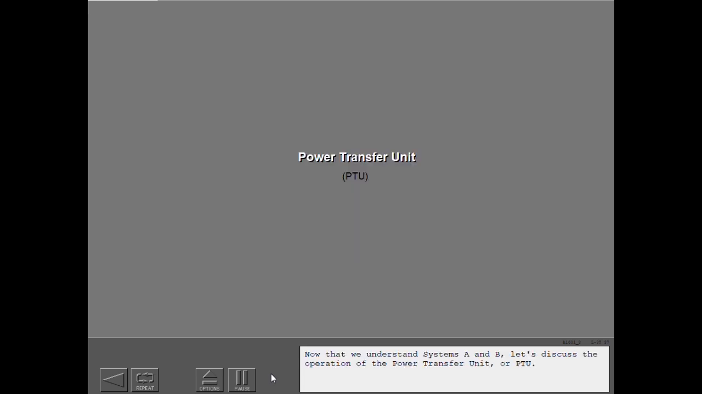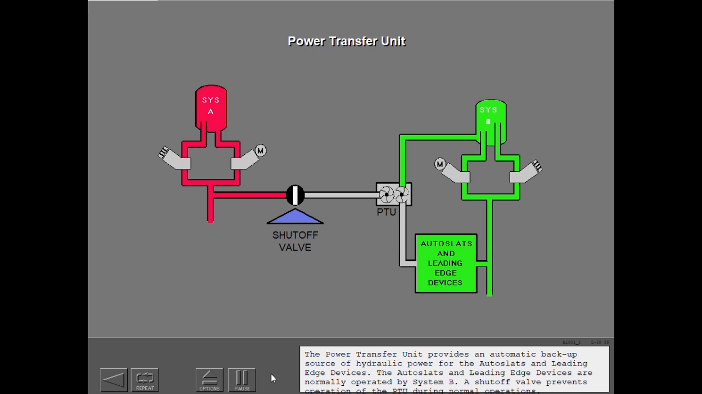Now that we understand systems A and B, let's discuss the operation of the power transfer unit, or PTU. The power transfer unit provides an automatic backup source of hydraulic power for the auto slats and leading edge devices. The auto slats and leading edge devices are normally operated by System B. A shutoff valve prevents operation of the PTU during normal operations.